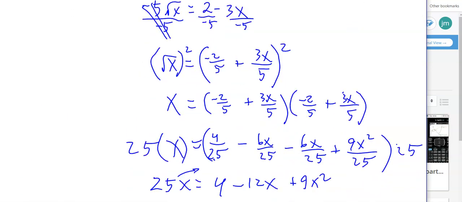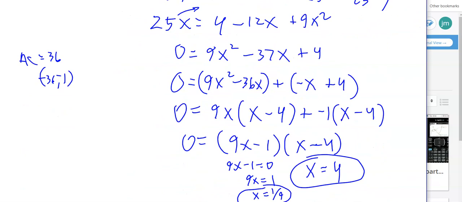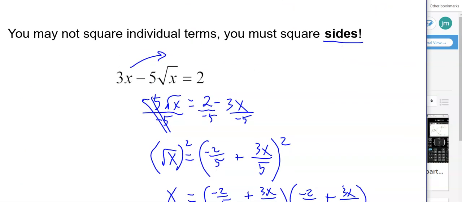So let's see if 4 works here. So we plugged in 4, that would be 12 minus 5 times 2. Square root of 4 is 2. So 12 minus 10 is 2. That works. Plug in 1/9. 3 times 1/9 is 1/3. Minus 5 times, the square root of 1/9 would be 1/3, I think. Equals 2. Let's see.